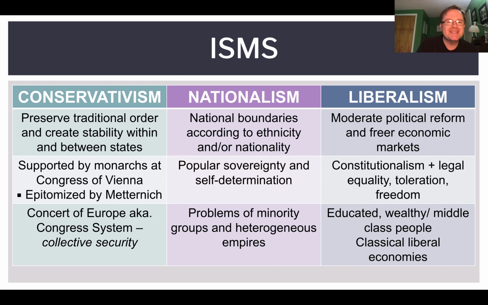So, all sorts of isms develop in this period as well. Essentially, I'll start actually more on the right. So, liberalism is the Enlightenment ideals of moderate political reform, freer economic markets. This is not the universal male suffrage movement. This is the movement for bourgeois influence in government, capitalism, constitutional government, legal equality among people, although not necessarily suffrage for all men, certainly not for women, religious toleration.